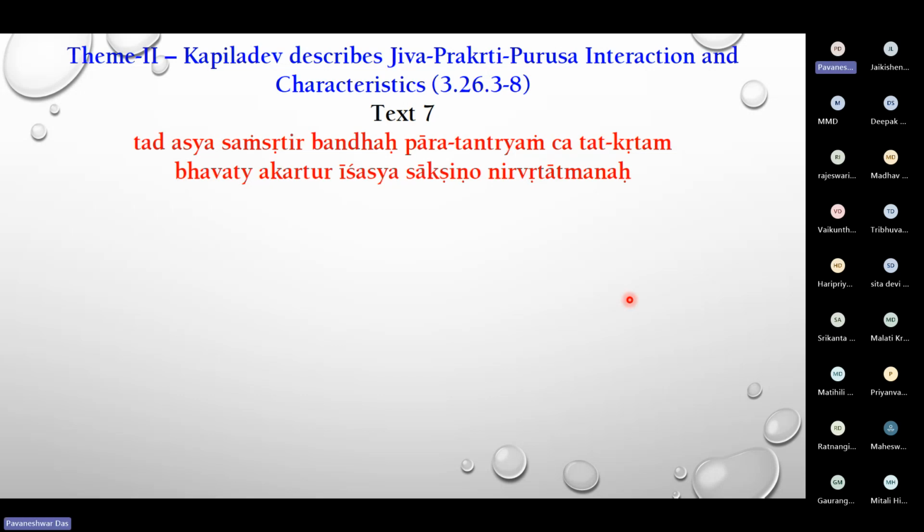Tadasya samspurye bandha paratantram cha tatkritam. Bhavanti akarturishasya sakshino nirvitatmana.